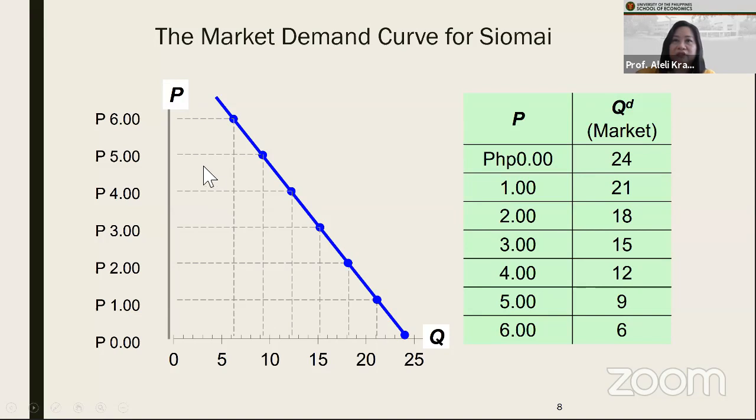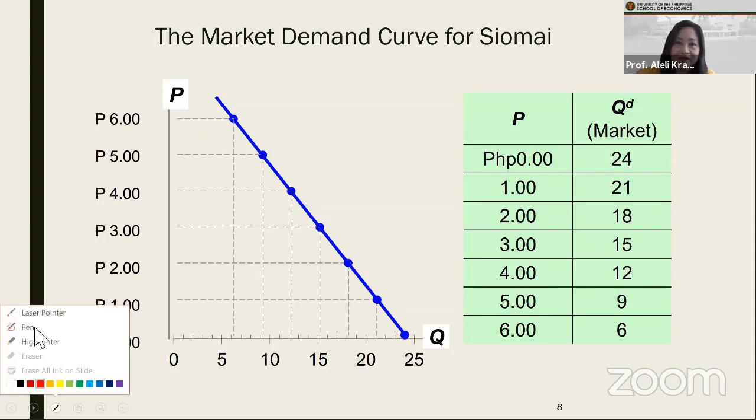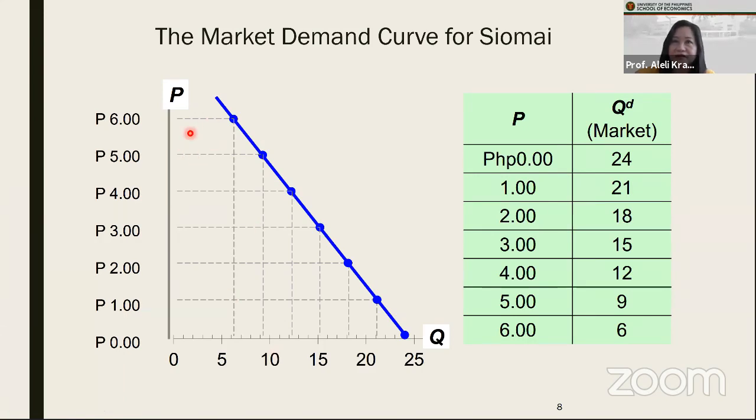Now, what we have not shown here would be the individual demand curves of James and Nadine. But if you plot them here, you would have, let's say, a demand curve of Nadine here, and then if you add to that the demand curve of James, then you will have this particular market demand curve.